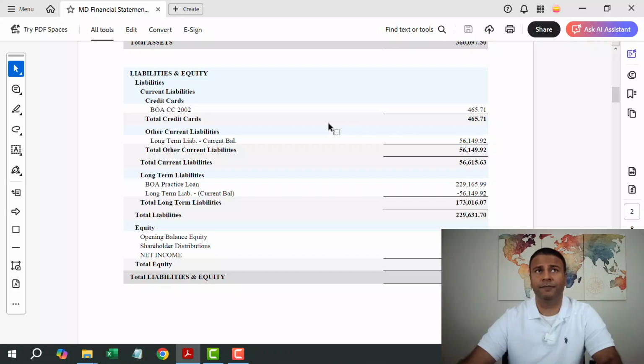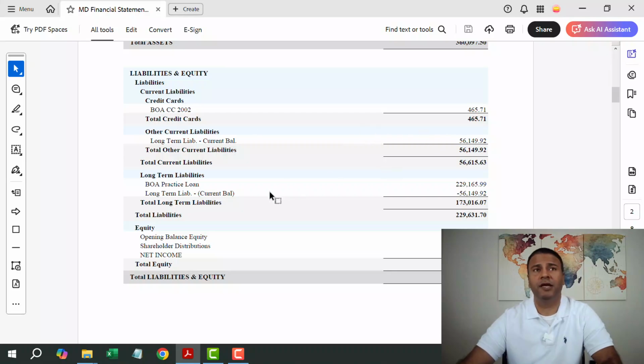So those are the liabilities for this entity. Some are short-term, some are long-term. Now, if you had a short-term loan that needs to be paid within the next 12 months, it would be in a line item somewhere in this other current liabilities.